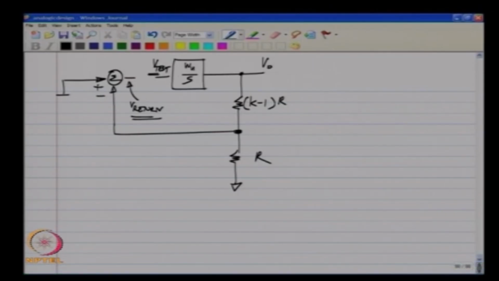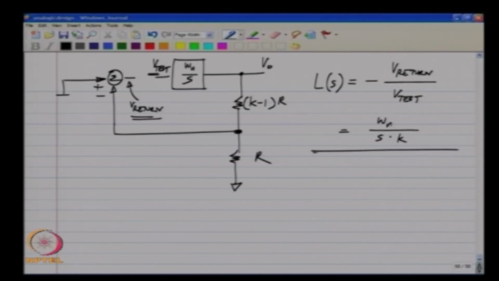Now, in this particular case, the loop gain is, if you apply V test here, V test times omega u by s comes there, and then that divided by k comes here, and negative of that comes there. Okay. And the minus sign is included in the definition of loop gain. So, L of s is defined to be minus V return by V test, okay, which happens to be omega u by s times k. Now, this is for the system without any extra pole. Okay.